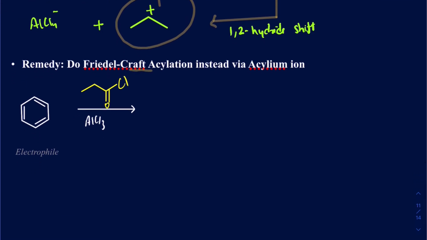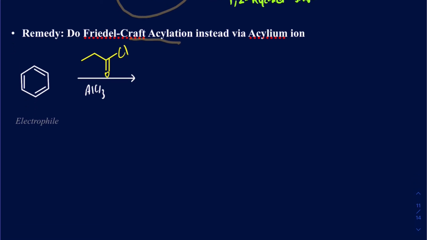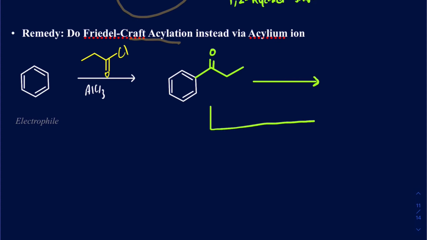The remedy is to do Friedel-Crafts acylation instead, and then maybe reduce it a little bit, and reduce it to an alkane later on. So when you go ahead and do this reaction instead, you end up making this as your product, because this will not do any carbocation rearrangements, and I'll show you the mechanism in a minute. And then you can go ahead and actually get rid of that carbonyl and make this product right there.